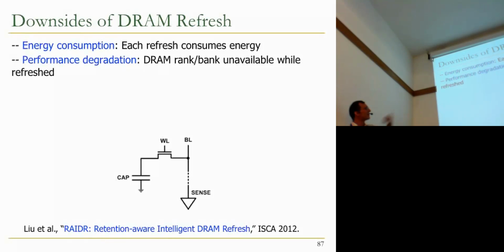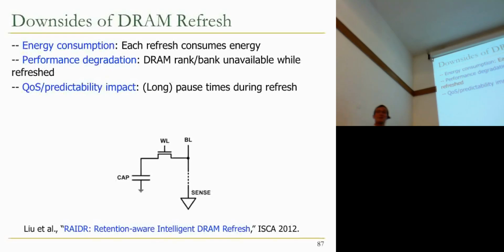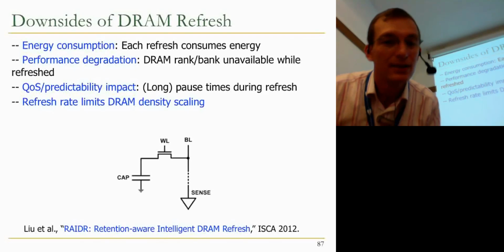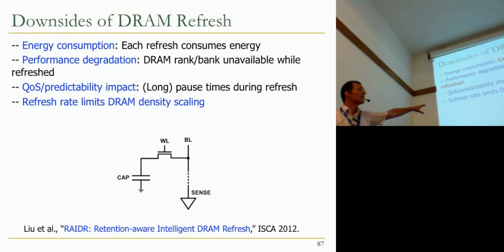Performance degradation, I already talked about this. There's a quality of service impact. You get pause times during refresh. You cannot access that bank or rank. And if you have a critical request from an application, you cannot satisfy that because you have to refresh that bank, right? Okay, and actually refresh rate limits DRAM density scaling.